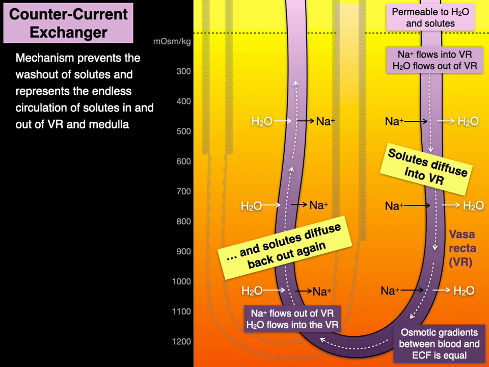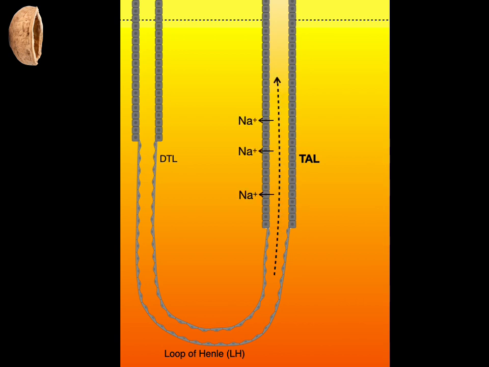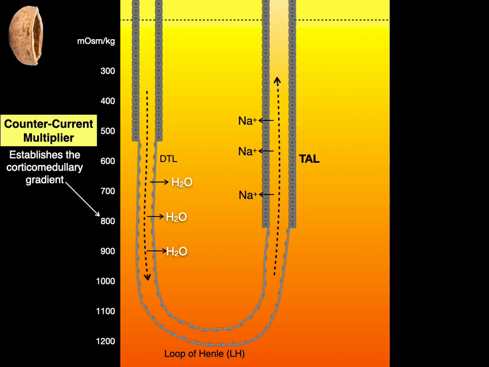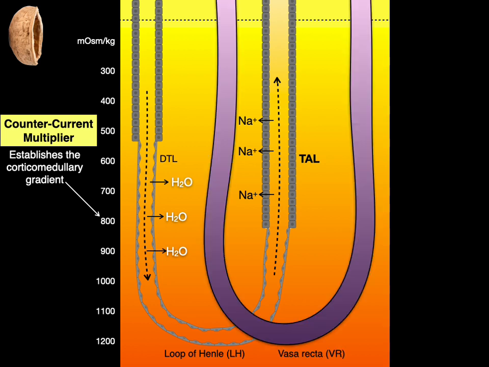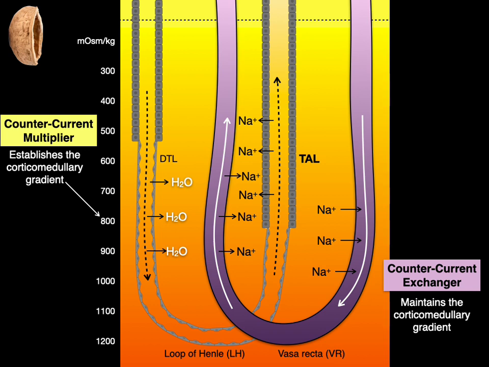This mechanism prevents the washout of solutes, and it represents the endless circulation of solutes in and out of the vasa recta and the medulla. So, in a nutshell, the thick ascending limb pumps sodium into the renal medulla. The descending thin limb is permeable to water, and water follows after it. This is the countercurrent multiplier. This is what establishes that corticomedullary gradient. Here's a vasa recta with plasma: as it descends, sodium diffuses into the blood, and as plasma ascends, sodium diffuses back out again. This is the countercurrent exchanger. This is what maintains that corticomedullary gradient.